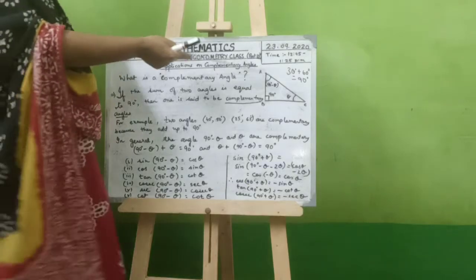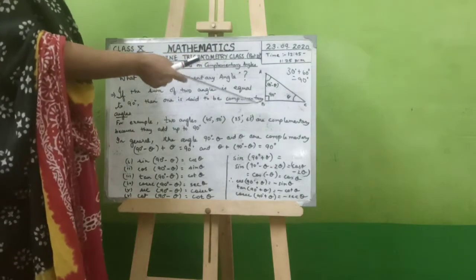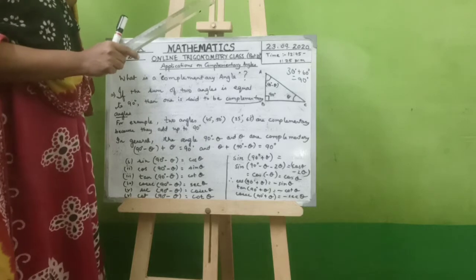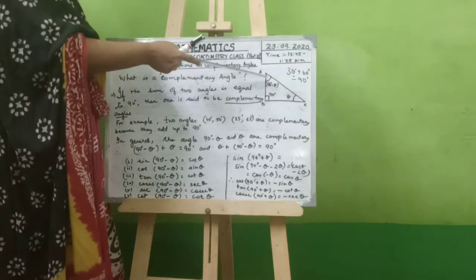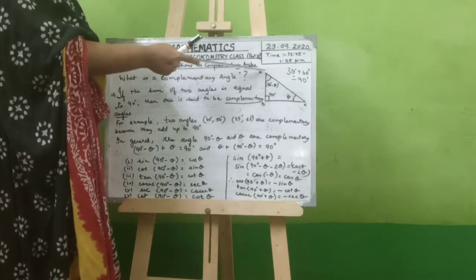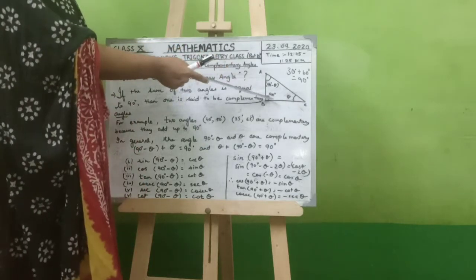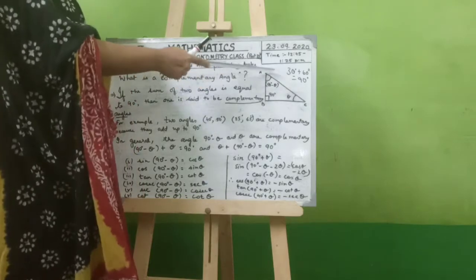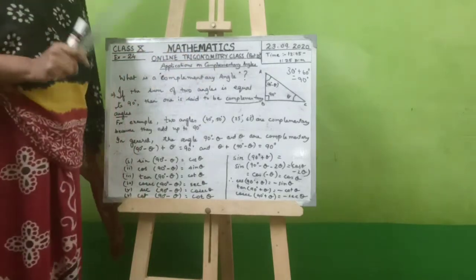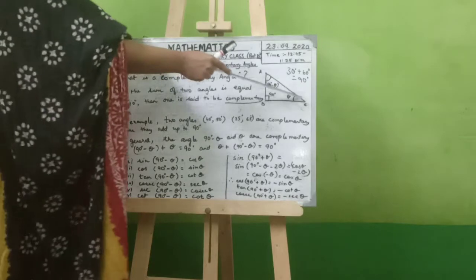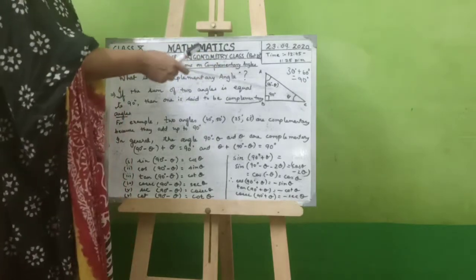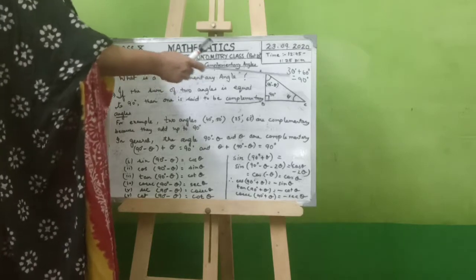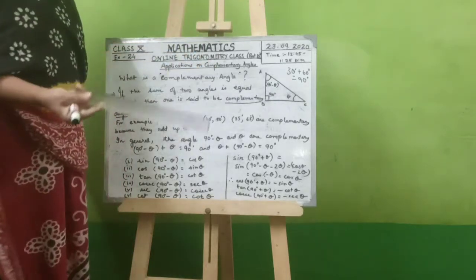Now follow this figure. This is a right angle triangle, which means one angle is 90 degrees. So it is a right angle triangle and angle ABC is 90 degrees. Clear, children? We know the sum of the three angles of a triangle is always 180 degrees. This portion is 90 degrees and this is theta. Theta means nothing but an angle.